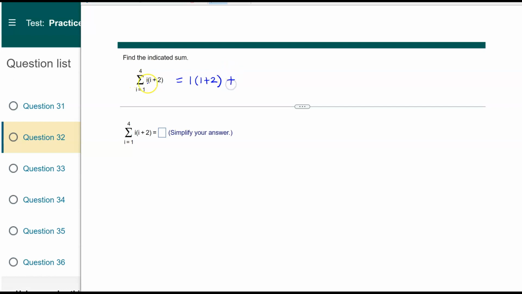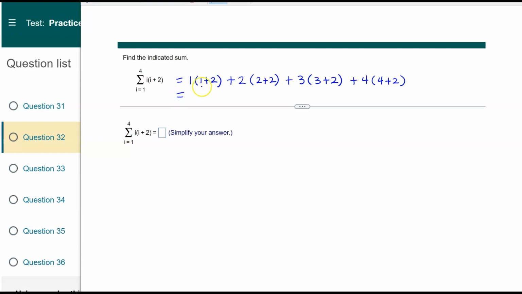So plus the second term, that is when i is equal to 2. So that's 2 times (2 plus 2). Next is when i is equal to 3. That is 3 times (3 plus 2). And then next is when i is equal to 4. And we stop there because our upper limit of summation is just equal to 4. So you have 4 times (4 plus 2).